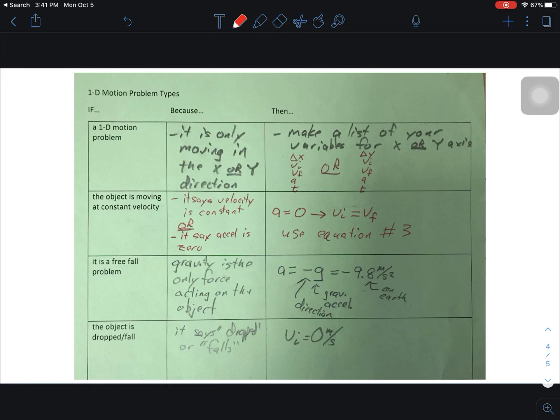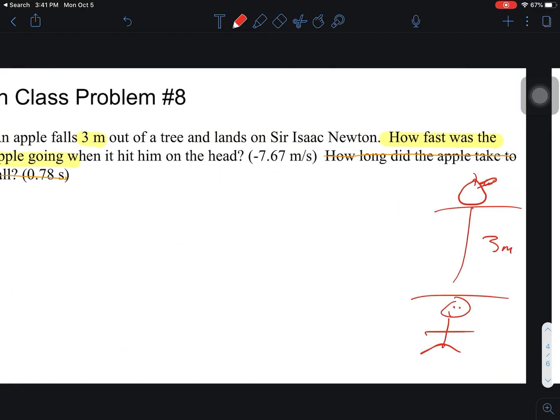So this is what we talked about in class. These are the problem types. So we go through and we look at, is it a 1D motion problem? Is it only moving in the X or the Y direction? And the answer to that is yes. It's a 1D motion problem. Then we have to make the choice, is it in the X column or the Y column? Is it moving vertically or horizontally? And it's moving vertically.